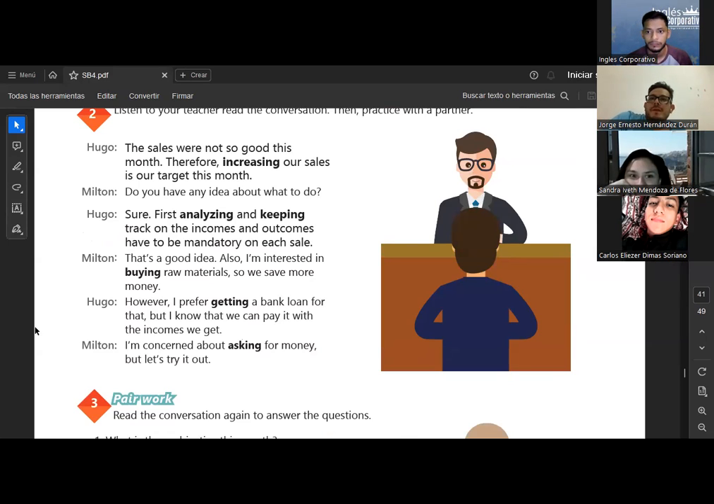Sure. The sales were not so good this month. Therefore, increasing our sales is required this month. Do you have any idea about what to do? Sure. Enabling and keeping track of the income and account have to be mandatory on each sale. That's a good idea. Also, I'm interested in buying raw materials, so we save more money. However, I prefer getting a bank loan for that, but I know we can pay it. We can pay it with the incomes we get. I'm concerned about asking for money, but let's try it out.